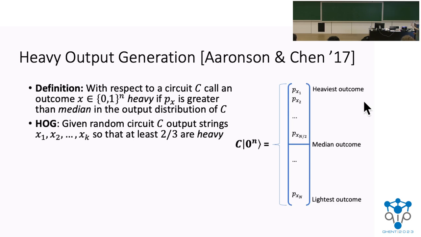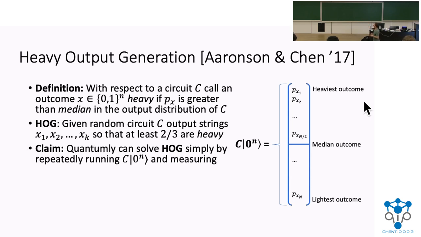Now, this HOG problem, HOG for heavy output generation, measures this directly. It's the following computational problem. We're given a random quantum circuit C. We want to output strings x1, x2 through xk such that at least 2/3 of them are heavy in the output distribution of C. That's what we call HOG.